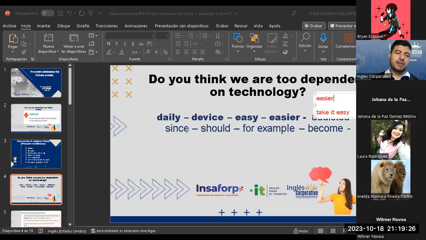Miguel, and we finish with Nelson. Yes, because all activities we make daily need a technology. Almost all the activities. And if we don't use technology, we take more time. Nos toma más tiempo si no usamos la tecnología. Definitely. And Nelson?